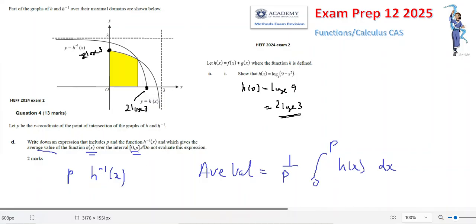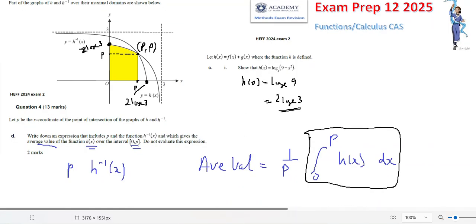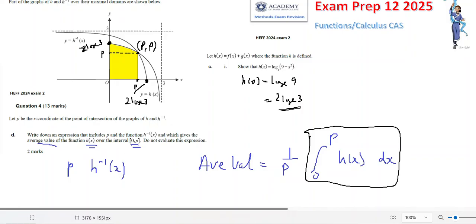And we are doing it from P. So that point there is P, which means the x-coordinate there is P. And where the function crosses its inverse, it will also have the same y-coordinate, which is P. So that there is P. So this represents that yellow area. And I'd like to replace that yellow area with an expression to do with the inverse.